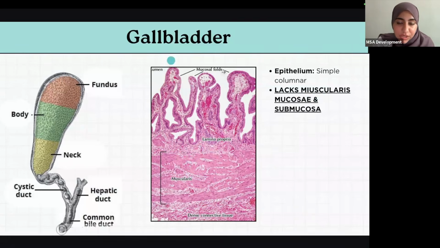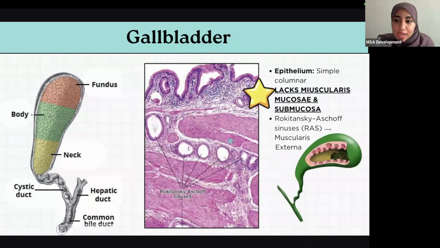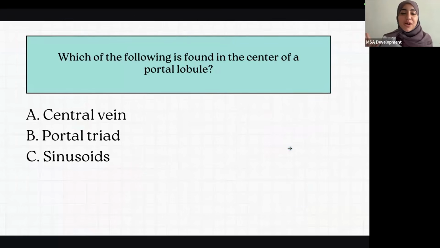It kind of branches and stuff. Anyways, there's something called Rokitansky-Aschoff sinuses. They're little punch holes, but not actual punch holes. It's just because on the histo slide, when you cut it, it looks like punch holes. But what you're looking at are these sinuses, and they're used for increased space and to distend. But that's what they're called. Okay, oh my God, we're done.